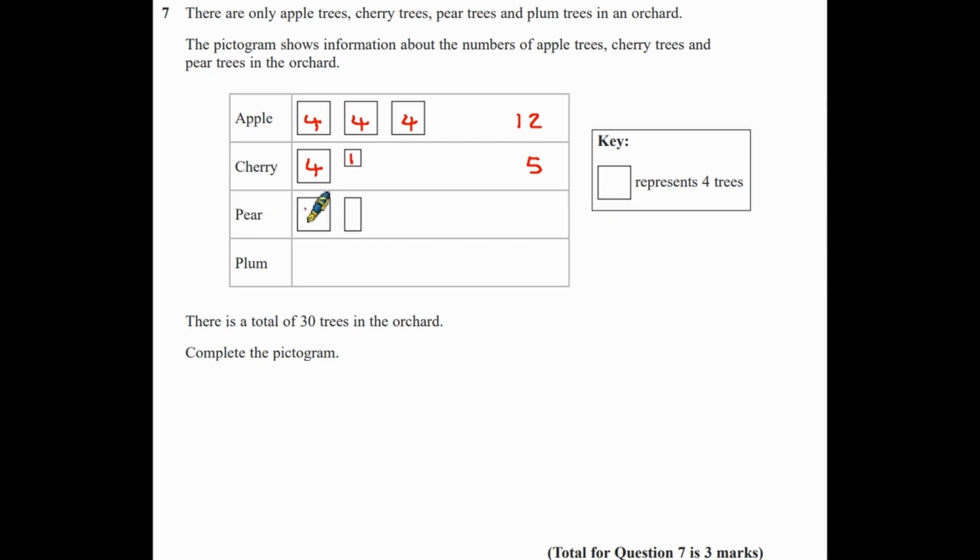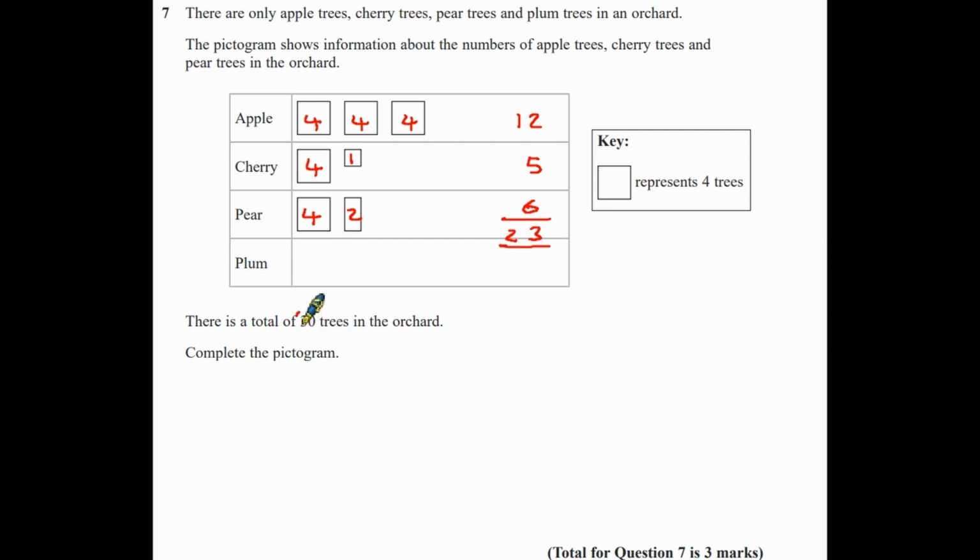Now pear trees, again we have 4 here, but at the side of the 4 we have a shape which is clearly a half of a full square. So a half of 4 is 2. So 4 plus 2, we have 6. Now if we add these together, we have a total of 23 trees.